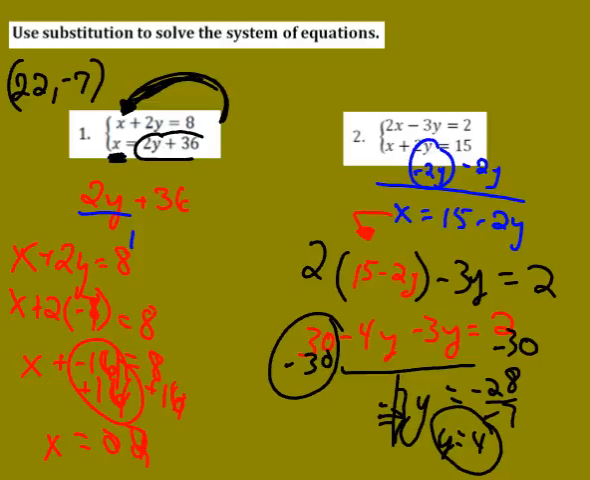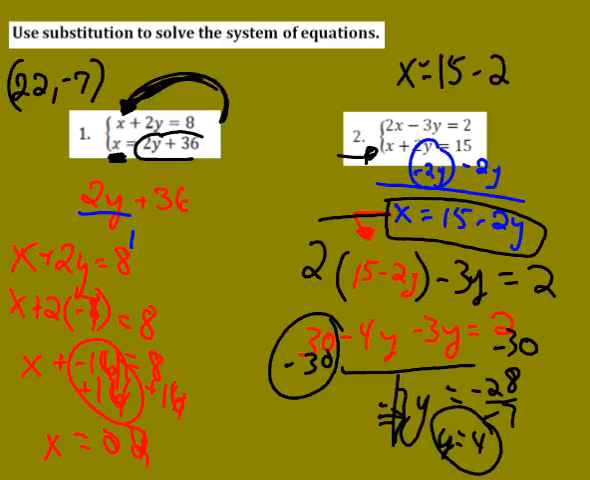So now I think I'm going to use this bottom one here. Oh, I'm just going to use this one right here in blue. x equals 15 minus 2y, and y is equal to 4. x equals 15 minus 8. x is going to equal 7.